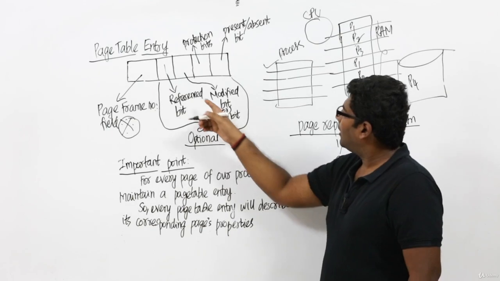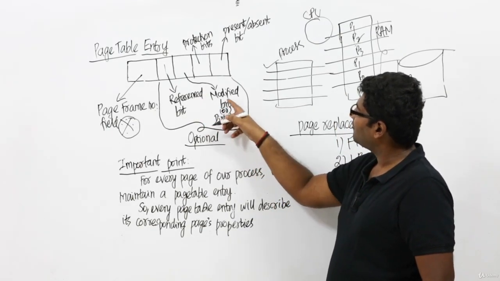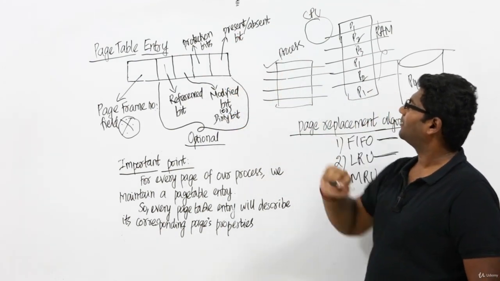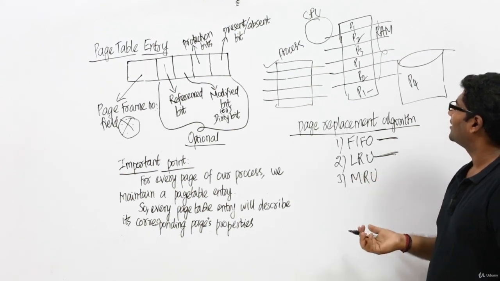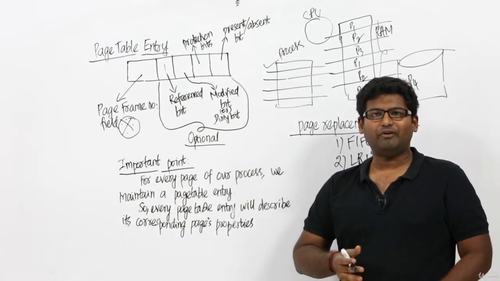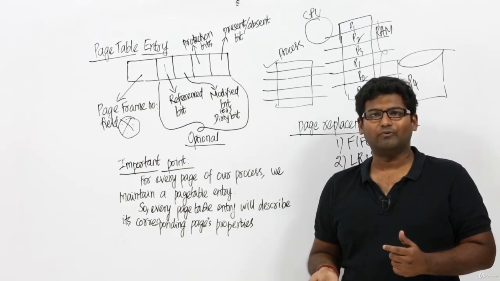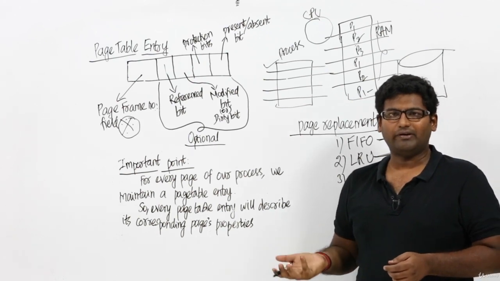Now, what is meant by modified bit or dirty bit? Before seeing modified bit or dirty bit, let's see the present or absent bit. What is meant by present or absent bit? Just now I told that there is no necessity that every page of our process should be present inside the RAM, because only some pages will be present inside the RAM at any point in time.